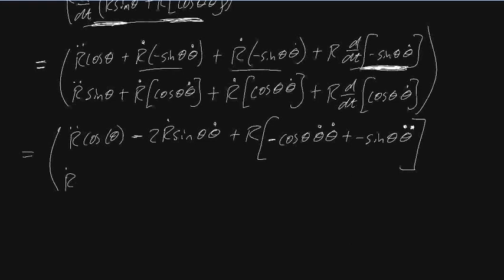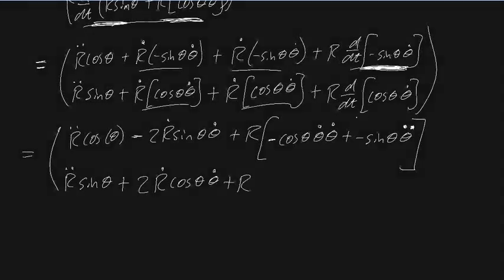That's just going to be r double dot sine theta plus, well, let's see, these terms are the same, so I can add them as well. So let me do that. That's going to be plus 2r dot cosine theta, theta dot, right? And we're going to be adding that to r plus the derivative of this term, so we're going to do the same thing we did before. We're going to treat this as u, we're going to treat this as v.